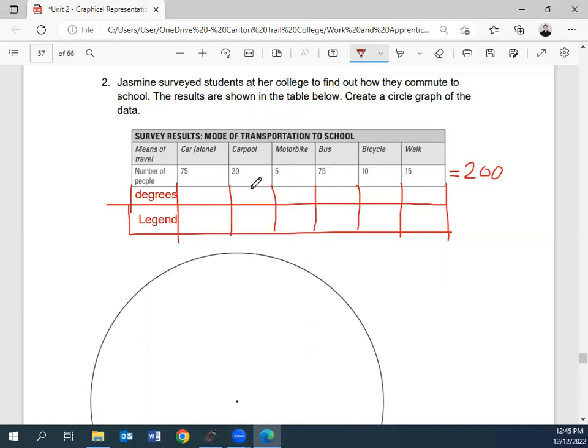And I know this thing right here, this car alone, I know that is 75. I do want you to write this left one down. I'm not going to get you to write down the rest, but I want you to write this left one down. So if I want to figure out the percent that car alone people are, I have 75 over 200 here, right? Does that make sense where I've pulled that fraction from? 75, that's how much I have of the total, which is 200 people.